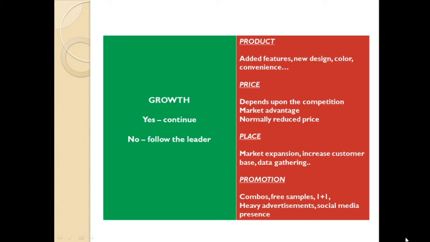And when you go for promotion, definitely in the growth stage you have to attract more customers. So I go for combos, free samples, 1+1 offers. Whatever offers and benefits we make in the growth stage, you have to create awareness of them among the customers. In that case, advertisements are a must. Again, social media presence is insisted upon. This is how product, price, place and promotion work in the growth stage.